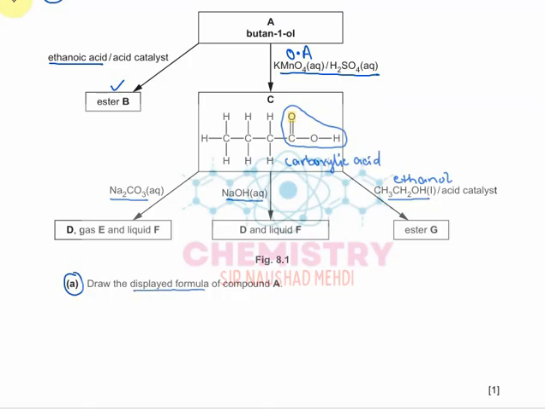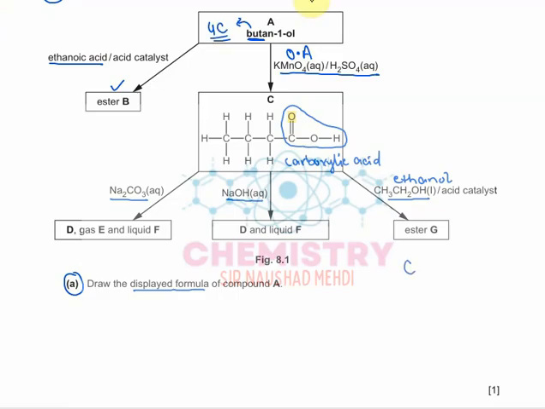Displayed formula is basically the formula in which you have to show all the bonds that are present in that compound. So you have to show the displayed formula of the compound A, which is butane-1-ol. First of all, let me write its molecular formula. In butane, the word but means 4 carbon atoms. So this but gives me an idea that this butanol must have 4 carbon atoms in it.